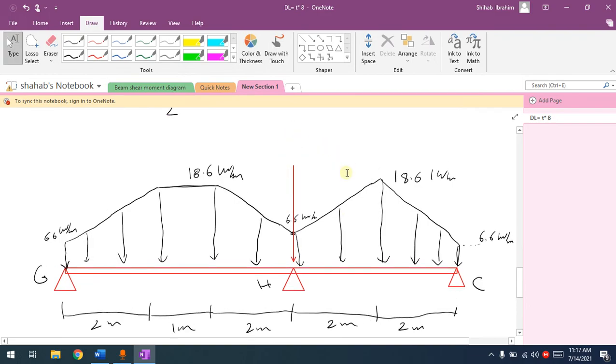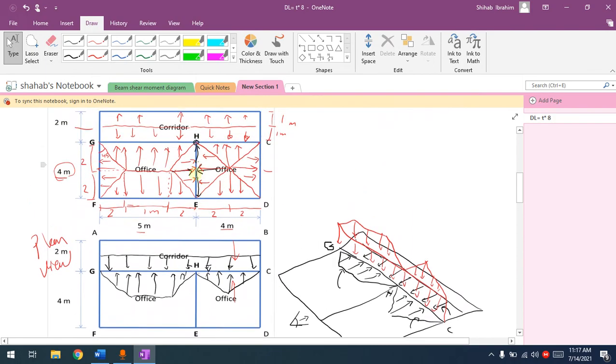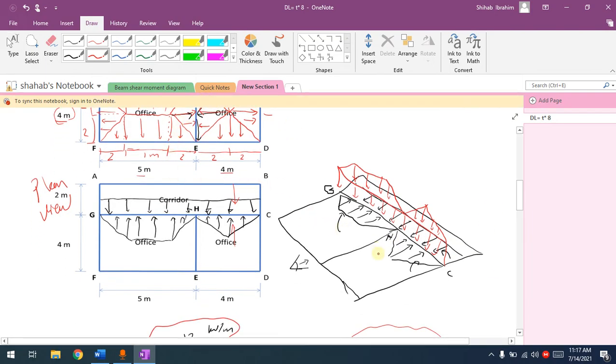The reaction of beam EH after taking the two distributed loads, those two triangles. I can show it to you here. This will be something like this. So you have the two from the two sides, this will come over it. Then there will be one big triangle over here. By the way, adding triangle to triangle will still end up a triangle, but the value will change.